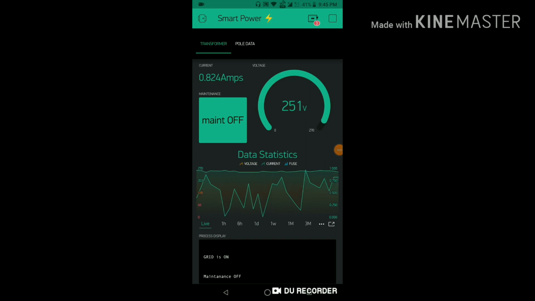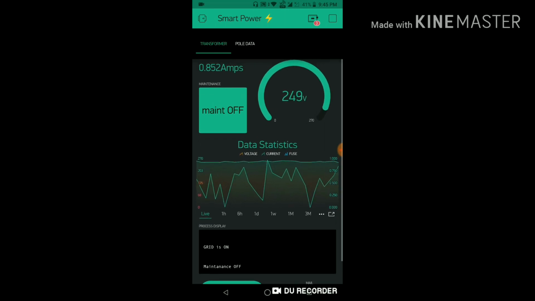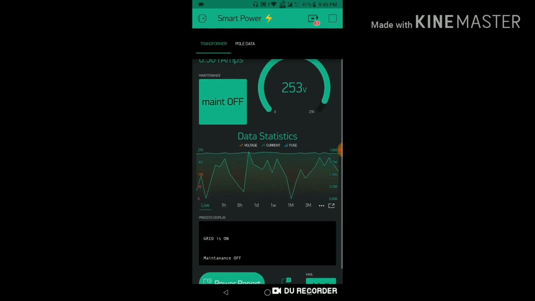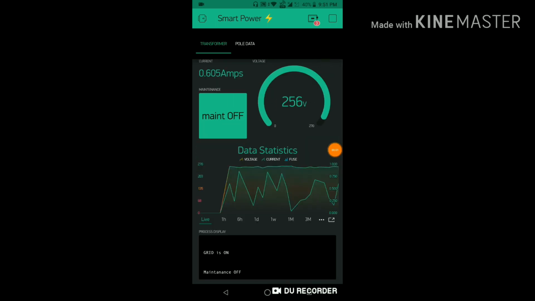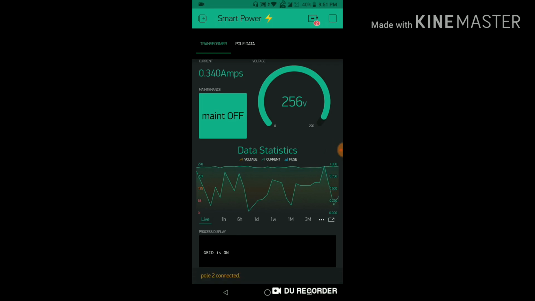Coming to the application, we are able to see the current and voltage readings of the transformer and the data statistics related to it. We can switch the modes of the grid as maintenance mode or working mode. In the display, we will be able to see the process going on at the control unit. If there is any problem in the grid, the control unit notifies us through the application. As if there is a problem at pole 2, it will be just like this.